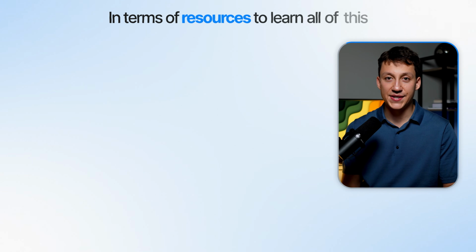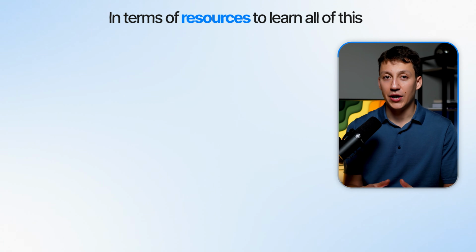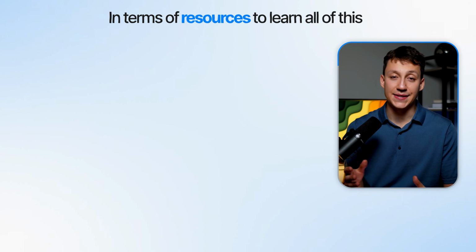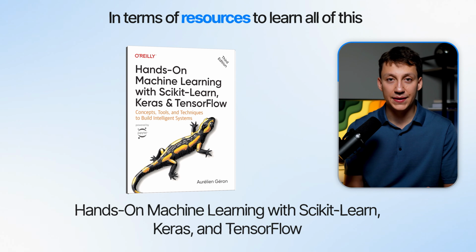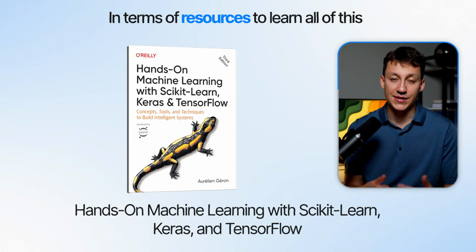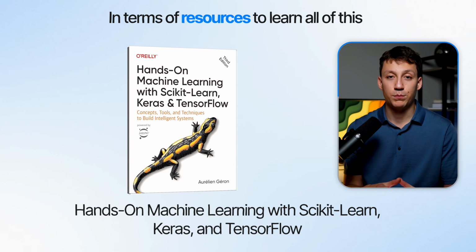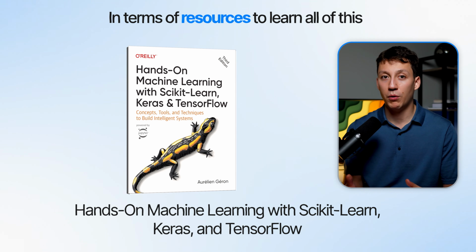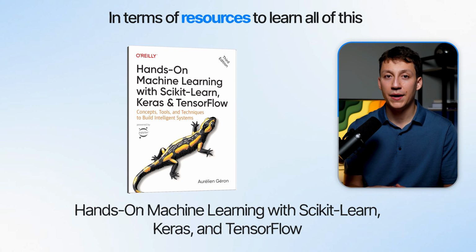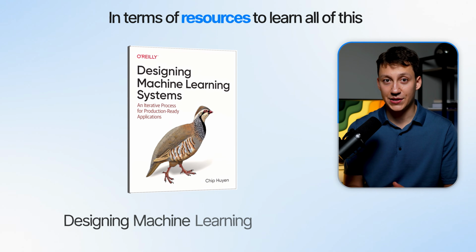In terms of resources to learn all of this, there's quite a lot. But the one book I recommend to learn all the machine learning theory is Hands-On Machine Learning with Scikit-Learn, Keras, and TensorFlow. I've recommended this book so many times. It is the go-to book if you want to learn pretty much everything in machine learning from the theoretical standpoint. For the systems design part, I recommend the Designing Machine Learning Systems textbook.